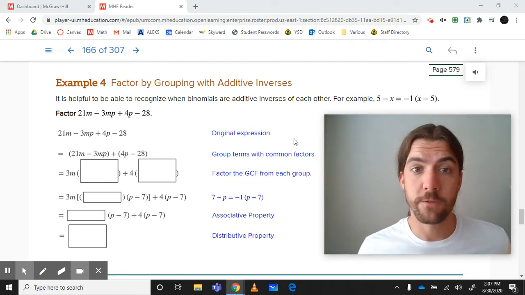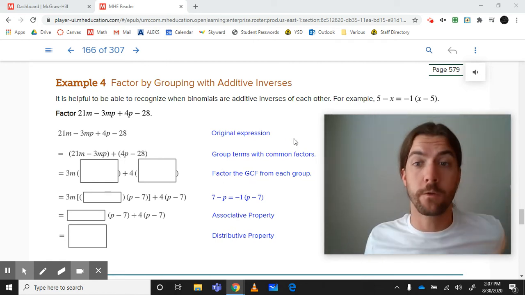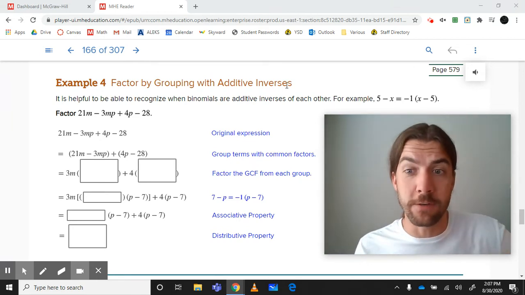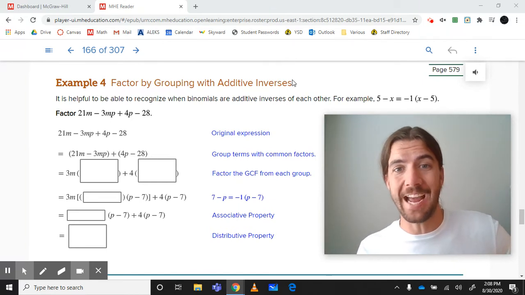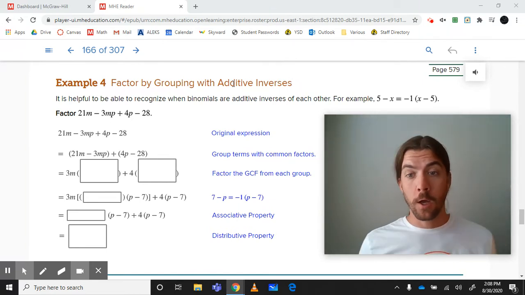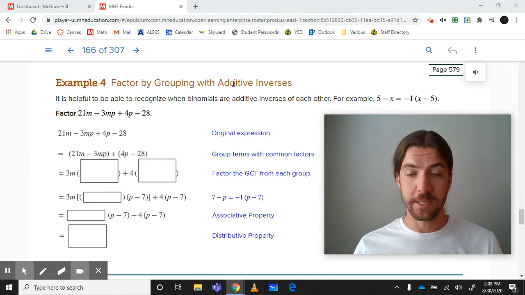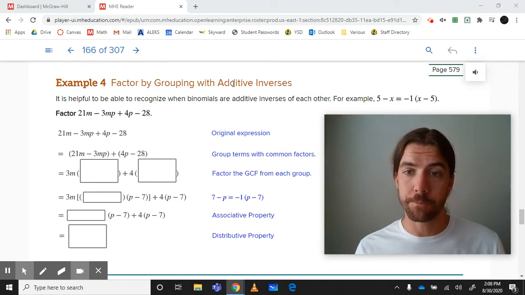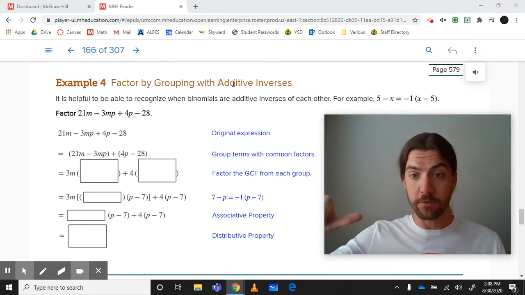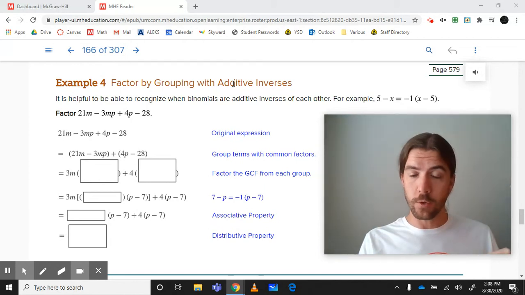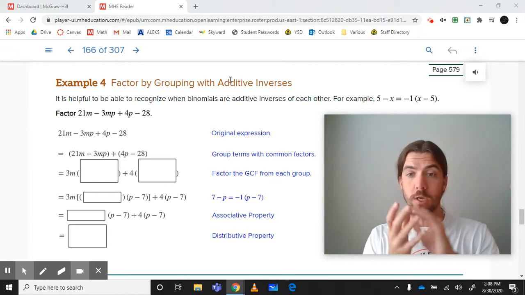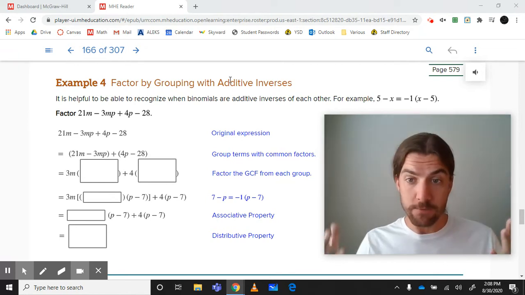Okay, guys, we are nearly finished with our lesson today. We're going to finish off with example number 4, which is factoring by grouping with additive inverses. So we're going to throw this little concept of additive inverses into the mix. An additive inverse is, I'll give you an example: 5 and -5 are additive inverses. If you take any number and throw a negative sign in front of it, that new thing you have is its additive inverse. You can add those two things up and you'll get 0. That's kind of the definition.